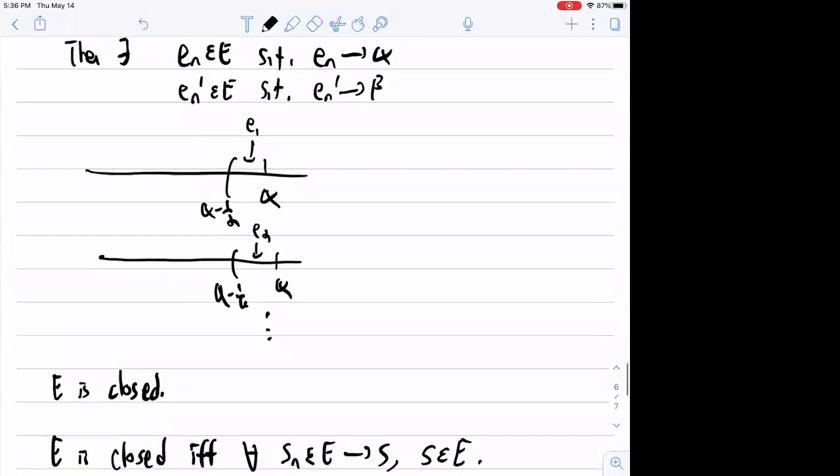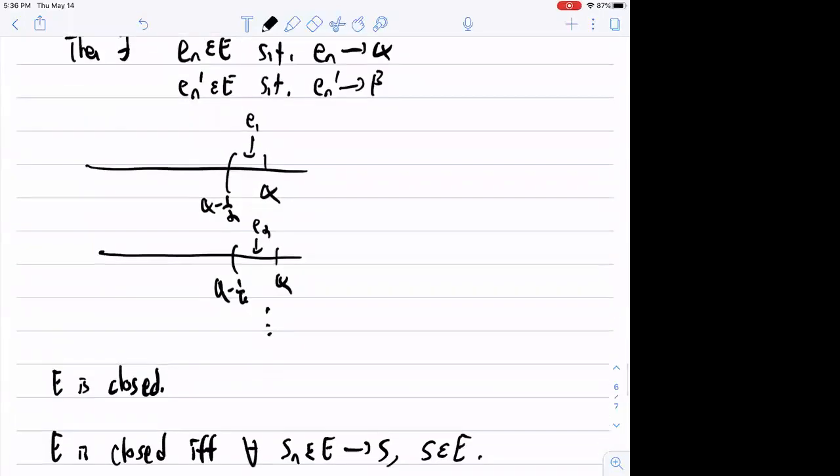So here, En is a sequence going to alpha, so you contain alpha. So alpha is in E. Similarly, beta is in E. Is everyone clear on that? I mean, that's pretty much what it means to be a limit, right?